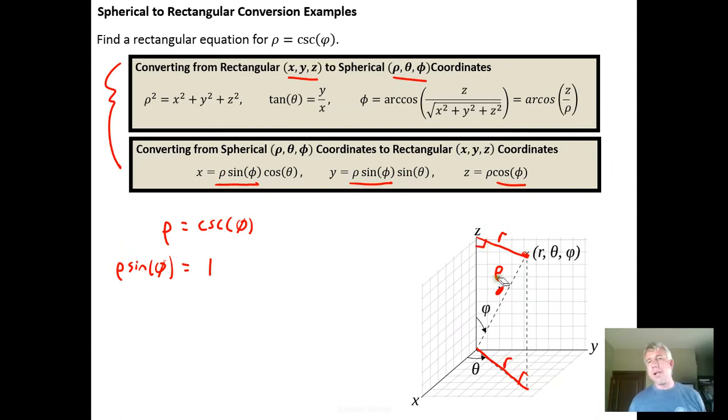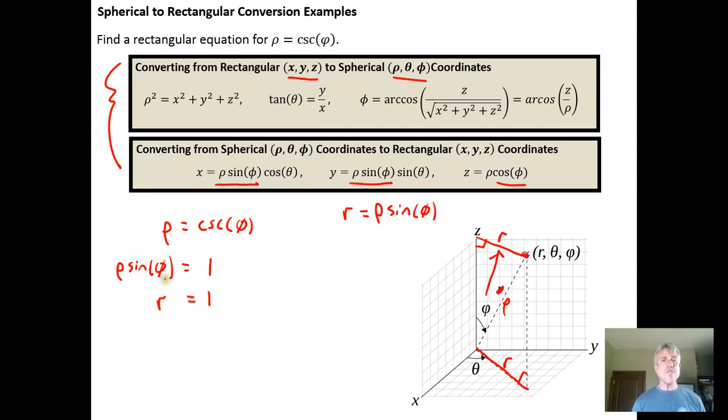So when I look at this, my hypotenuse is rho and my side opposite phi is r. So from trigonometry, that tells me that r equals rho times the sine of the angle phi. That's directly from trigonometry. R over rho equals sine of phi. Multiply both sides by rho to get r equals rho sine phi. So I could replace this with r.